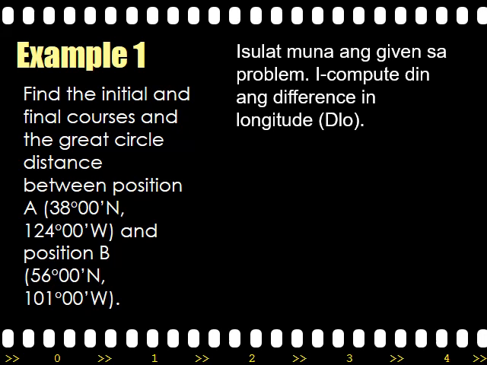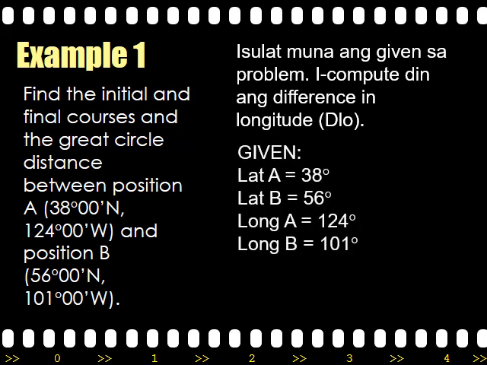Okay, so first isulat muna natin ang given sa problem and then i-compute din natin yung difference in longitude or yung dLo. Okay, so ang given natin, lat A, 38 degrees, lat B, 56 degrees, longitude of A, that's 124, longitude of B, 101. So, pag kukunin natin yung difference between the longitudes, so that's 124 minus 101, so you have 23 degrees.